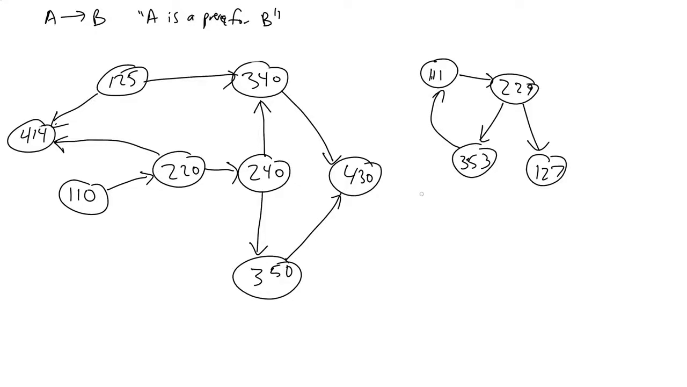In this case, we have a cycle, because right here, 111 to 229 to 353 and back is a cycle. Therefore, this is impossible to graduate with, because you'd never be able to take 110 unless you'd previously had 353. Oh, but you can't have had 353 unless you had 229. Oh, but you can't have had 229 unless you had 111.